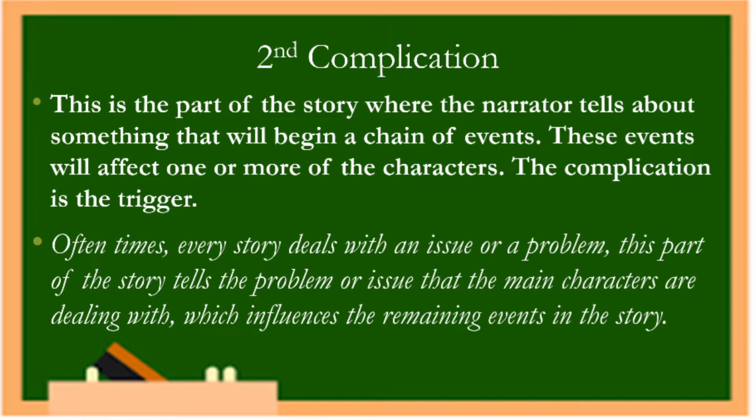The second part of the narrative text is called complication. So this is the part of the story where the narrator tells about something that will begin a chain of events. These events will affect one or more of the characters. The complication is the trigger. Oftentimes, every story deals with an issue or a problem. This part of the story tells the problem or issue that the main characters are dealing with, which influences the remaining events in the story.